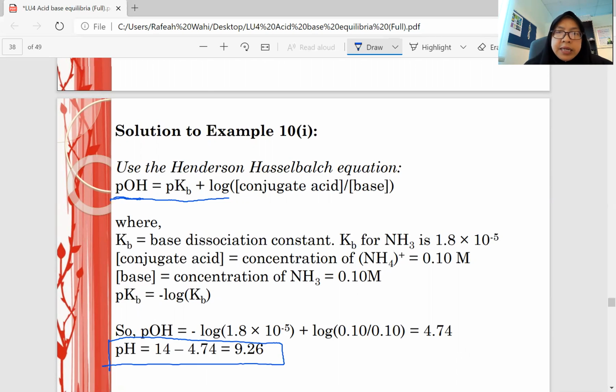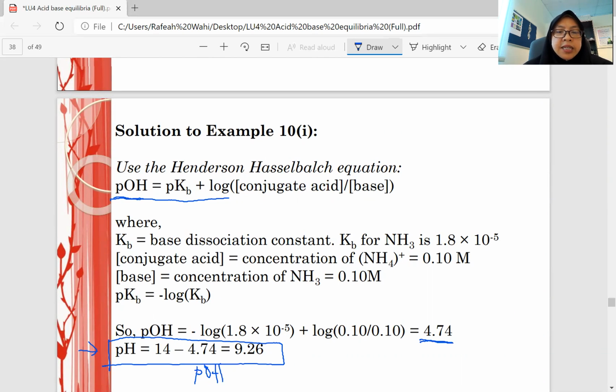Now, let's look at how we are going to solve this question. If you use the Henderson-Hasselbalch equation, in this case, it is given Kb for ammonia is 1.8 times 10 to the power negative 5. You have all this information, you just put it into the equation, so you can get the value for pOH. To get the value for pH, 14 minus the pOH. So 4.74 is the pOH.